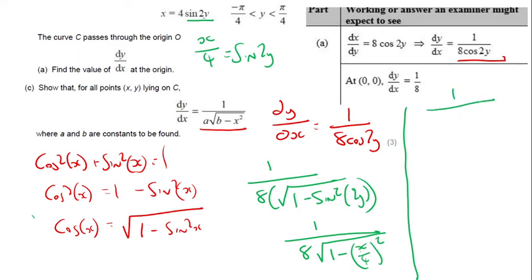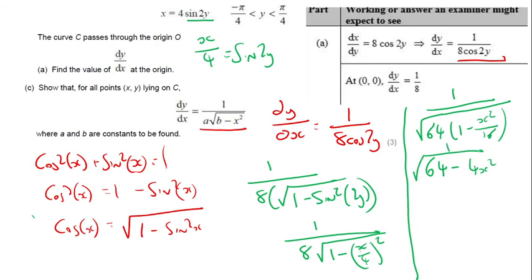So it's 1 over, now this 8, I'm actually going to change to the square root of 64, because then I can times that by 1 minus x squared over 16. And I've got x squared over 16 by squaring the top and the bottom, so it goes all the way across. So I've got 64 minus, now I'm doing 64 times x squared over 16, which actually then gives me 4x squared. So that's going to be 1 over all of that.